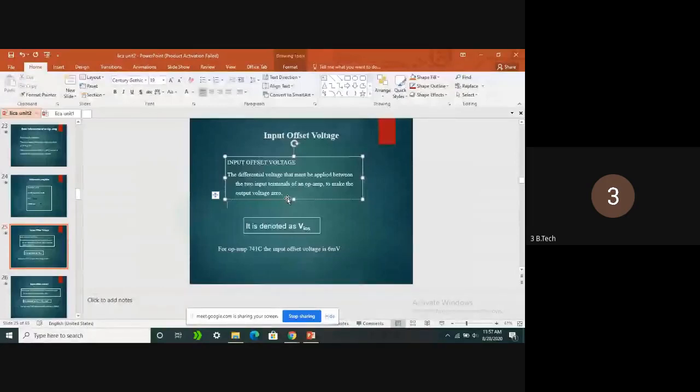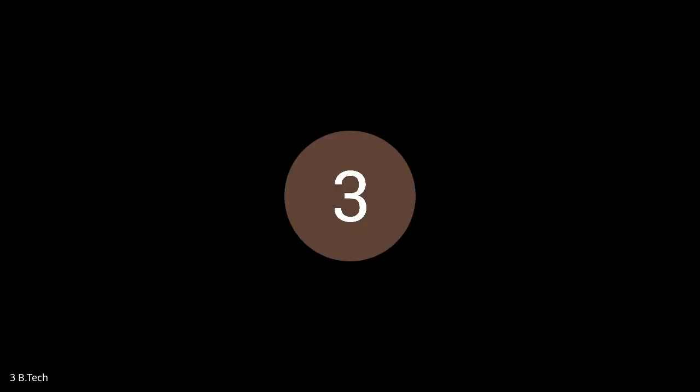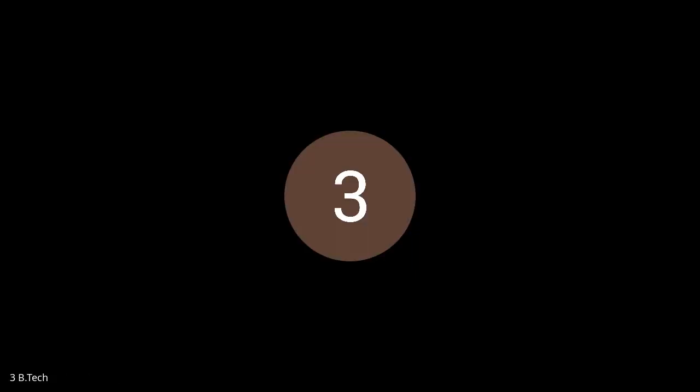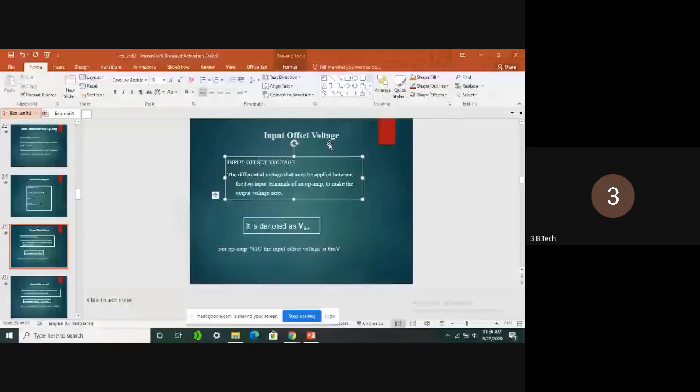What is output offset voltage? Without providing any input, we are getting an output voltage. That output is nothing but the output offset voltage. But what is input offset voltage? To nullify the output offset voltage, we provide some voltage value at the input. That is the input offset voltage. Hope you got it clear. By providing some voltage at the input side, obviously the output side is going to be reduced.